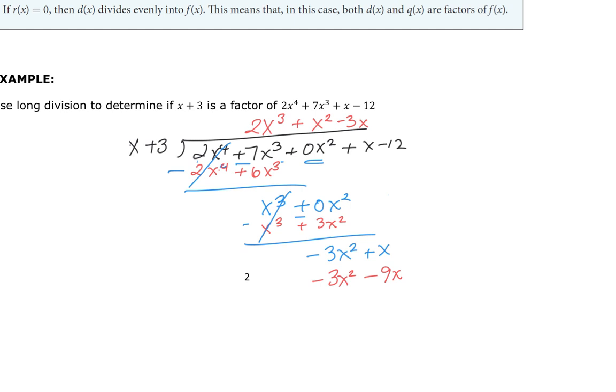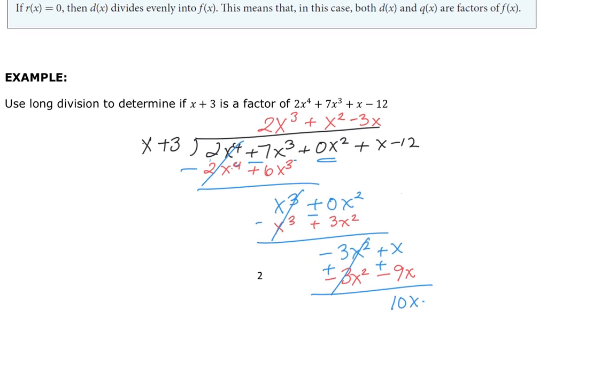Now I'm going to change my sign. This becomes a plus. This becomes a plus. This goes away. That goes to 0. This becomes 10x, and then I bring down my 12, so minus 12. I ask myself, how do I get from x to 10x? And that is multiplying by a positive 10.